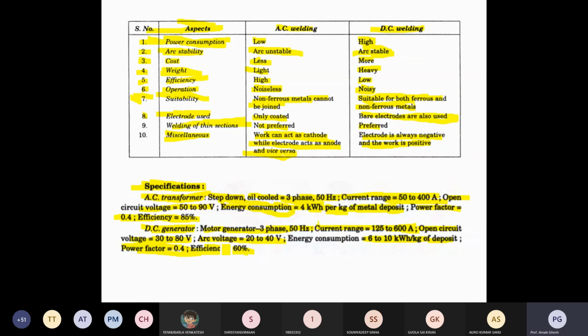So you can see in terms of efficiency, AC transformer welding is much more convenient than DC welding. That is better. So those kinds of options we can see from here.